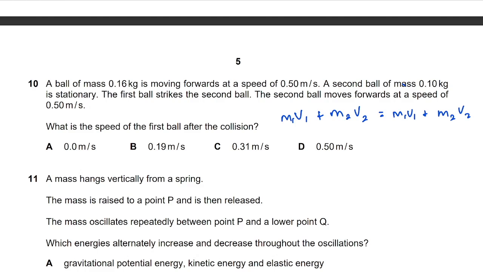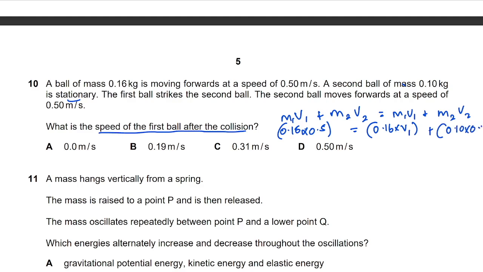So m1 here would be 0.16 kg. I will multiply it by v1, which is 0.5. And because m2 is stationary, m2 times 0 will always be 0, so I'm just going to let it go like that. M1 v1 is simply this. M1 is 0.16. V1 we have to find out because we have to find the speed of the first ball after the collision. And then m2 v2 would be 0.10 times 0.5.